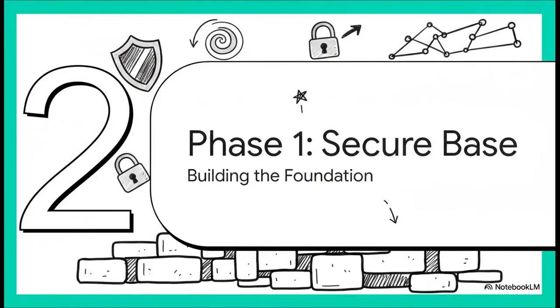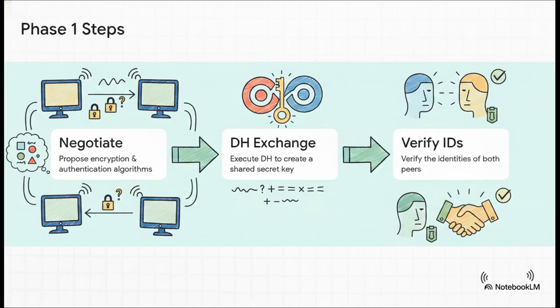Moving right along to Part 2, Phase 1, our secure foundation. So, how exactly do we build that soundproof room? Well, it breaks down into 3 distinct steps. First, the two parties negotiate. They're basically proposing acceptable encryption and authentication rules to each other. Second, they execute a Diffie-Hellman exchange to mathematically generate a shared secret key. And third, they verify each other's identities. It's a beautifully logical, sequential handshake.